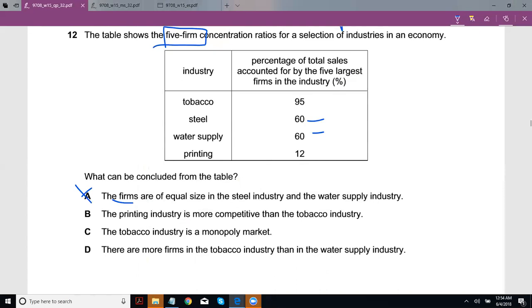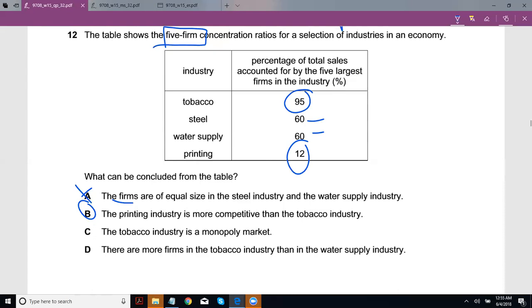The printing industry is more competitive than the tobacco industry, and that's fine, I believe, because the idea here is the top 5 firms in the tobacco industry produce 95% of overall output, making it in a way a sort of an oligopoly. In printing, the top 5 firms only produce 12%, which means clearly the power isn't just in the hands of 5 firms, it's spread out. So it's going to be more competitive.